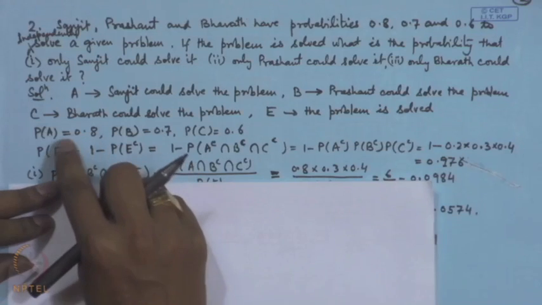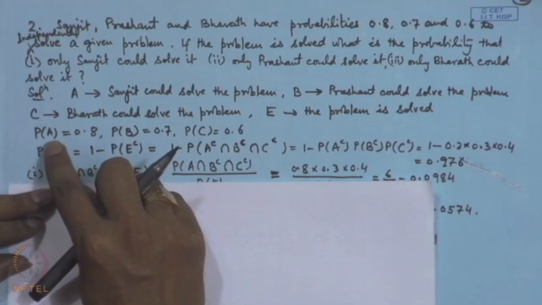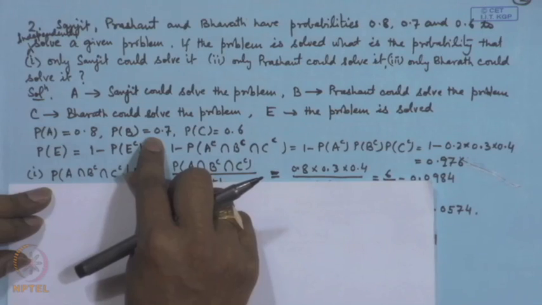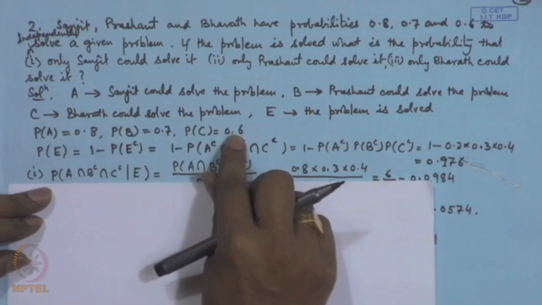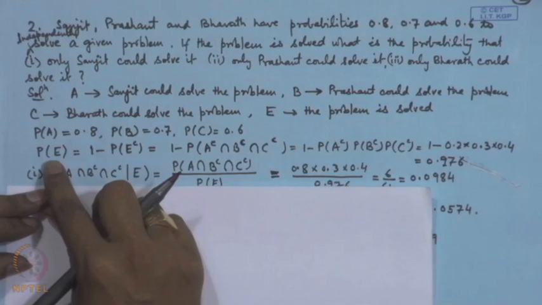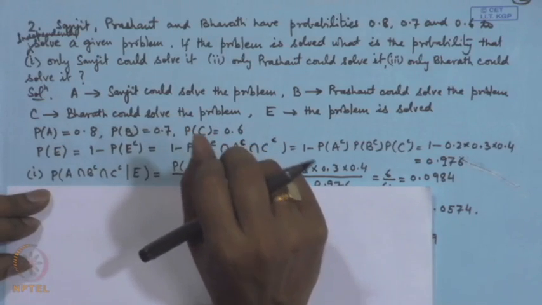So, let us look at various probabilities here. What is probability of A? Probability of A is 0.8, probability of B is 0.7, probability of C is 0.6, and what is probability of E? Now, E is that the problem is solved. If the problem is solved, that means either one of them could solve it, or two of them could solve it, or all the 3 could solve it.